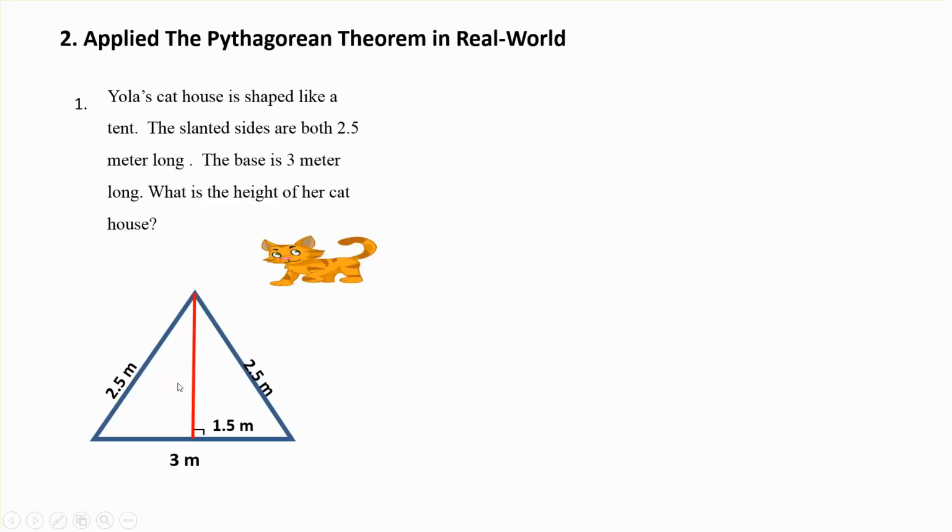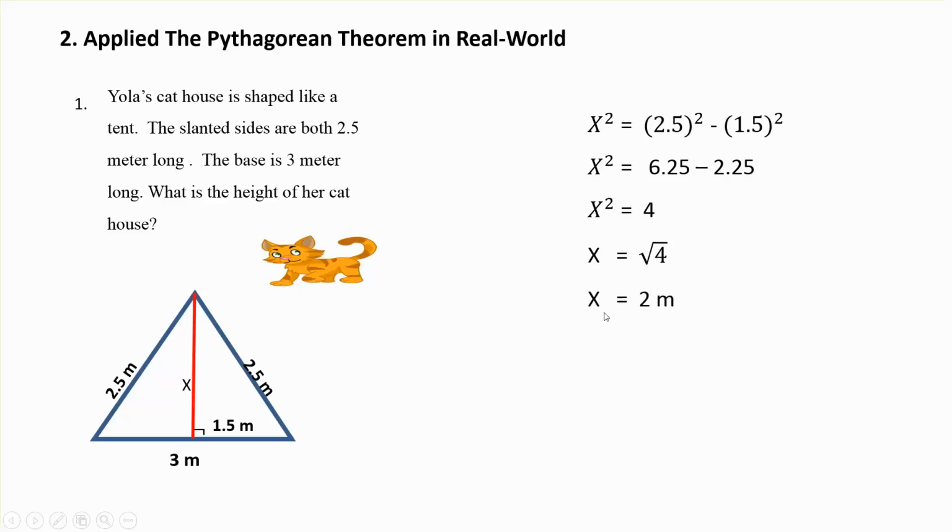Suppose the height we symbolize by x, so we can calculate the length of x using the Pythagorean theorem. Okay, good. So x square is equal to 2.5 square minus 1.5 square, which is equal to 6.25 minus 2.25, which is equal to 4. So x is equal to the square root of 4, and it is very easy. So x is equal to 2 meters.